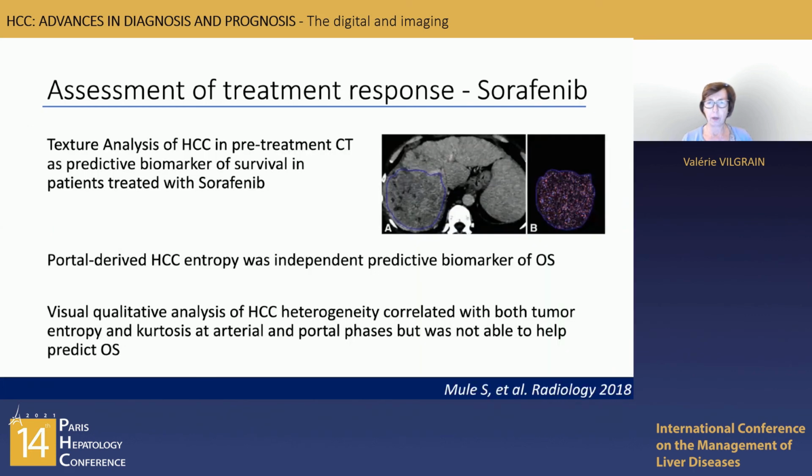Another study from a group at Henri Mondor has evaluated quantitative data using texture analysis of HCC before treatment with sorafenib, and they have shown that there are factors that are predictive biomarkers of survival in patients. And among those factors, the portal-derived HCC entropy was an independent predictive biomarker of overall survival. So again, very promising, but not yet confirmed.